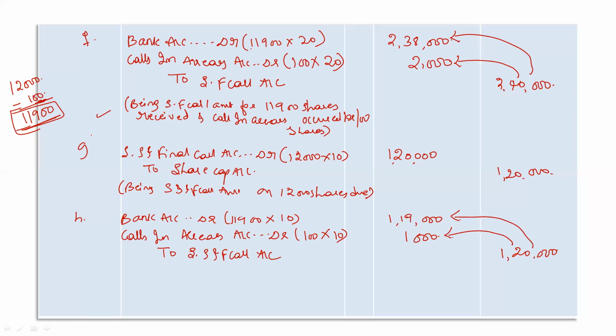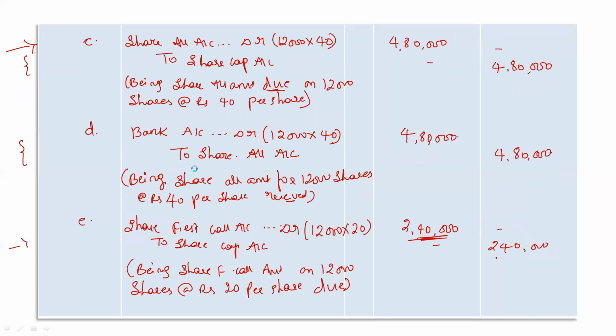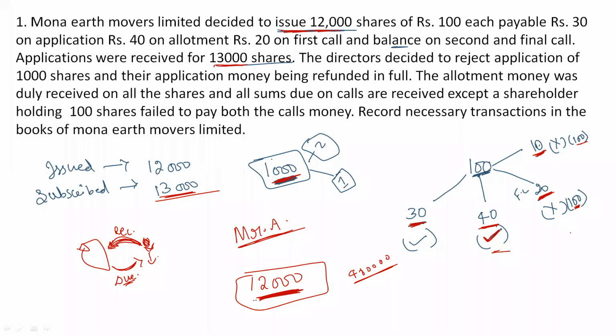Everything else is the same here. You can write the same narration, right? So this is how we will do journal entries at every step. So the second call entries are completed, and that's all that has been asked in this particular problem. I hope it's clear to you all.